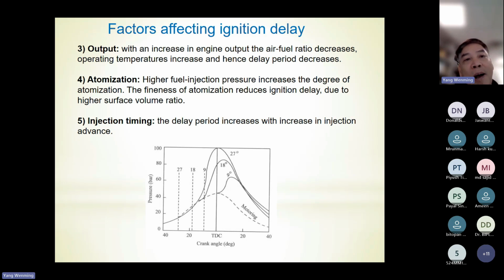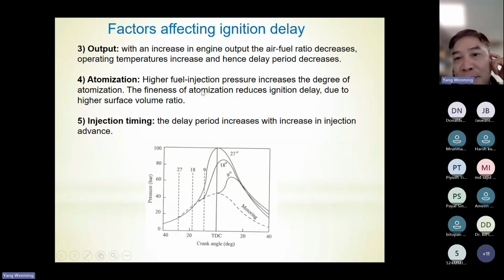The next one is output. Output actually means the engine load, correct? The higher the engine load, the higher the engine power output. So with the increase in the engine output, the air-fuel ratio decreases, which means the fuel-air ratio increases. So the operating temperature will increase and ignition delay time also decreases, correct? This one we had explained already from the video. The next one is the atomization.